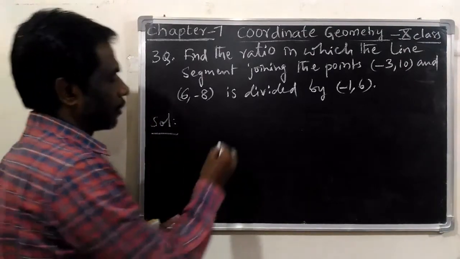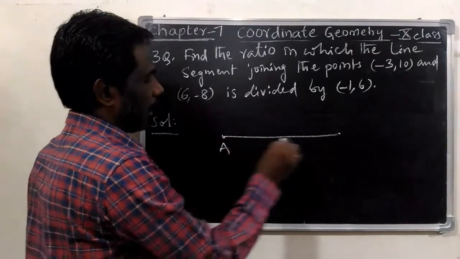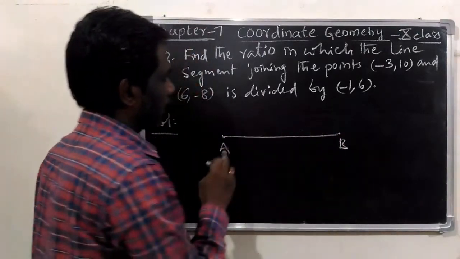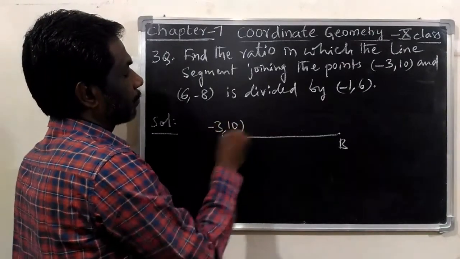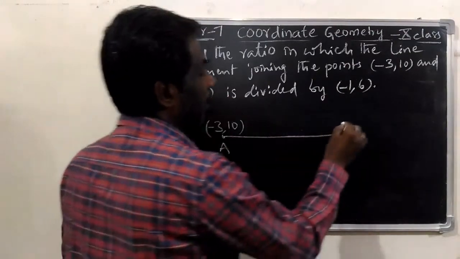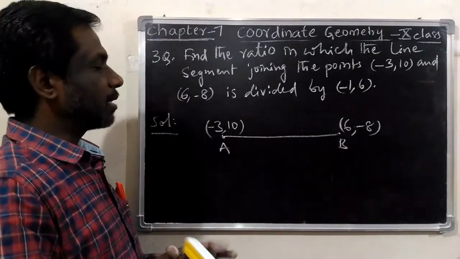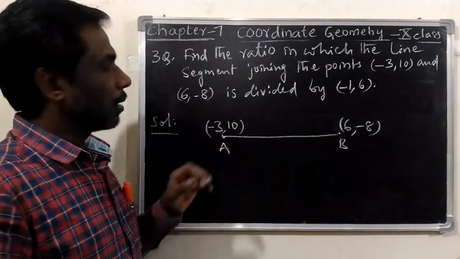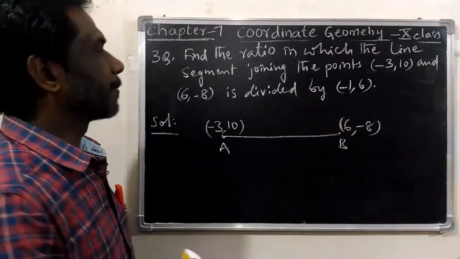Solution. Draw the line segment AB. The first point is given as (-3, 10) and the second point is given as (6, -8). This is the line segment AB, and the points are (-3, 10) and (6, -8).